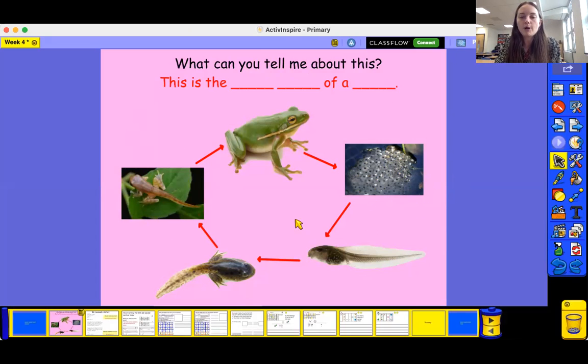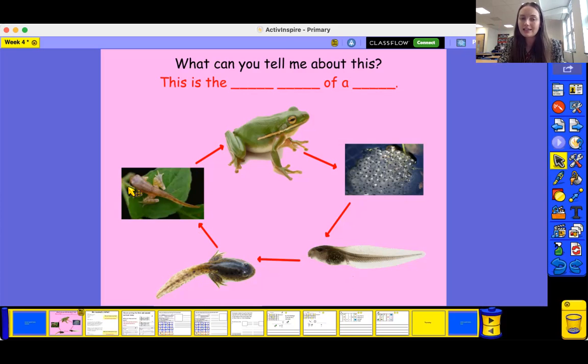And then what does the frog spawn hatch into? Shout it out. A tadpole. Well done. Eventually, the tadpole gets bigger until it grows legs. Brilliant. So this is a tadpole with legs. And then finally, it grows more legs and it starts to come out of the water.